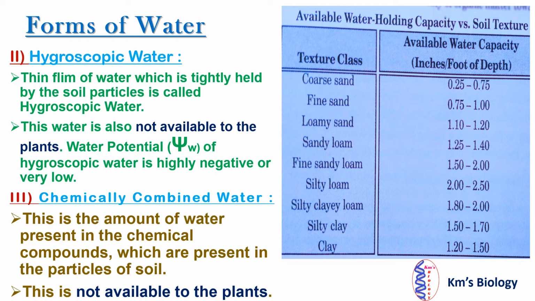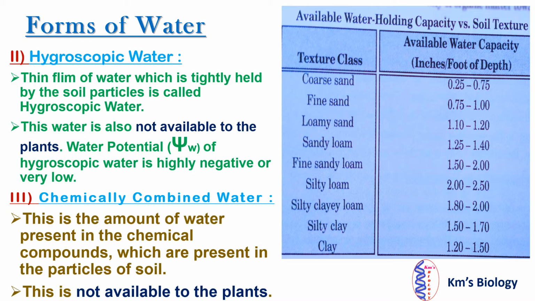The second form of water is hygroscopic water. Here, a thin film of water which is tightly held by the soil particles is called hygroscopic water. This water is also not available to the plants. Psi W of hygroscopic water is highly negative or very low.